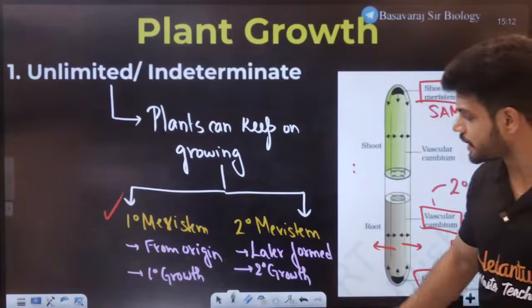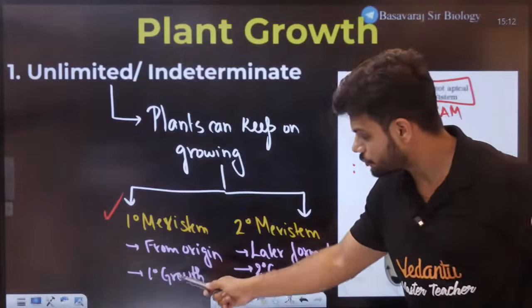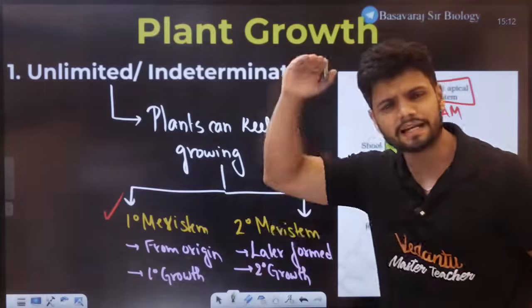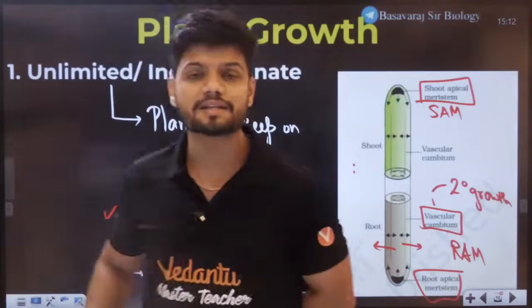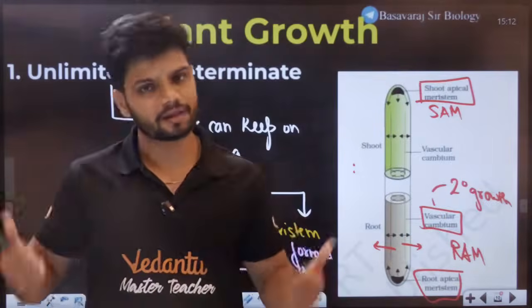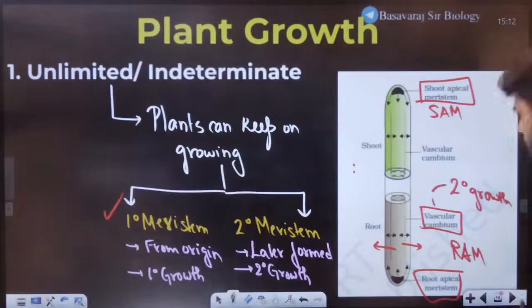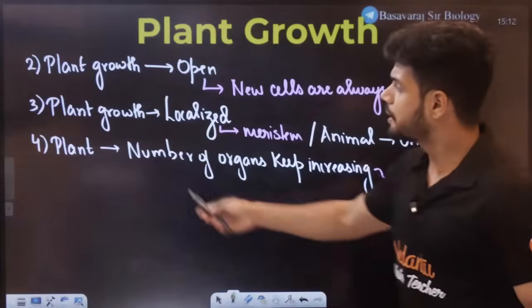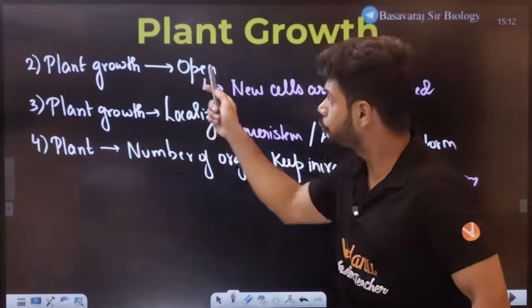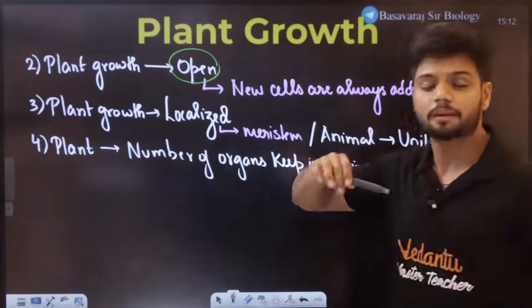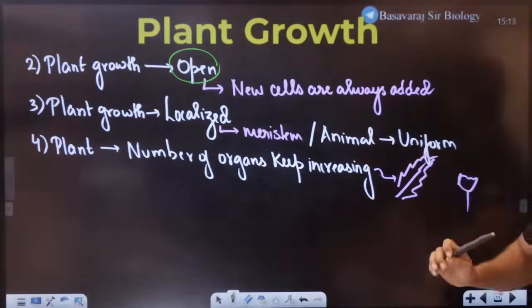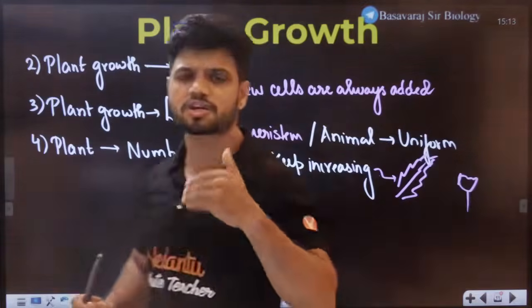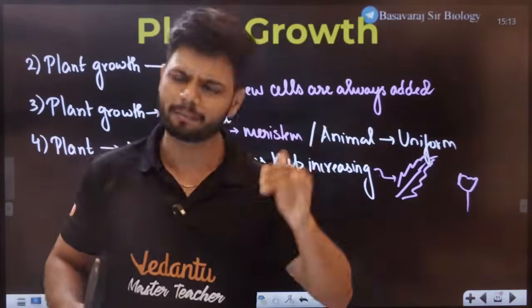Okay, so because of these special types of tissues, plants can keep on growing. Primary meristem is for primary growth, that is increase in height. Secondary growth is because of secondary meristem. What is secondary growth? Secondary growth is increase in width. Okay, now students, we say that plant growth is open. इसका मतलब क्या है? The meaning of that is new cells are always added. For example, plant के अंदर हमेशा नए नए cells add होते रहते हैं.